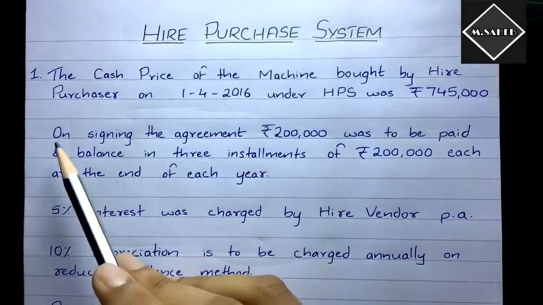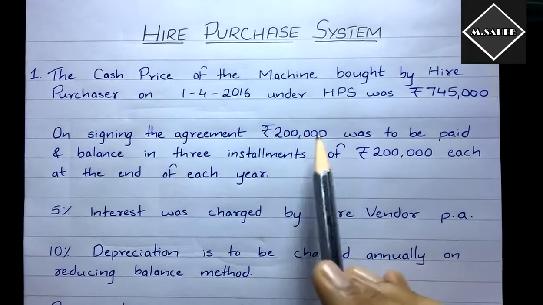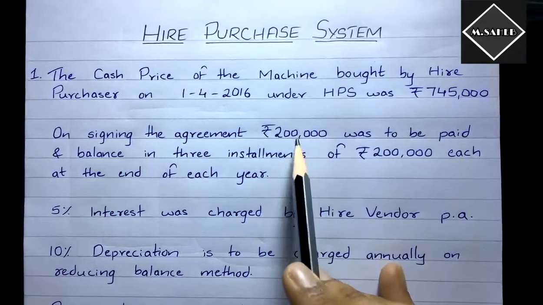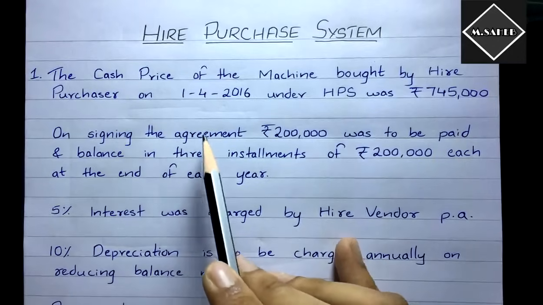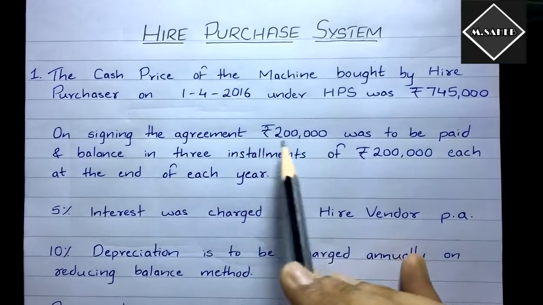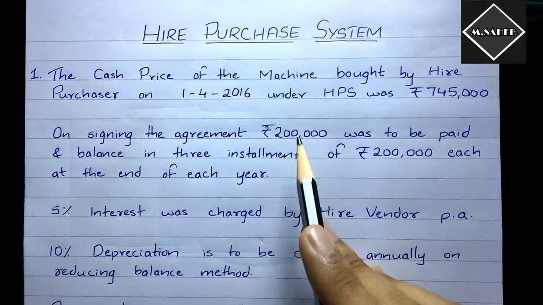7,45,000. Then they have said on signing the agreement, rupees 2 lakh was to be paid. So 2 lakh is being paid on signing the agreement. That means in the beginning. So it is down payment. This is called down payment, an advance. It is made on the spot.